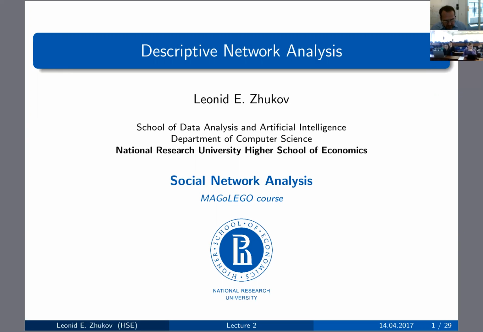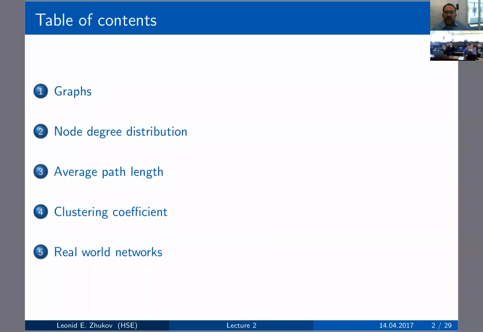I'm using a slightly different system today, so it might take me a few seconds to get used to it. So what we're going to do today: first, I'll give a brief introduction on graphs, and then we'll talk about degree distribution, what it is and how to calculate it. We'll talk about path length within a graph and how to compute average path lengths. We'll talk about clustering coefficients, and we'll see what those values are within real networks. So that's the plan for today.